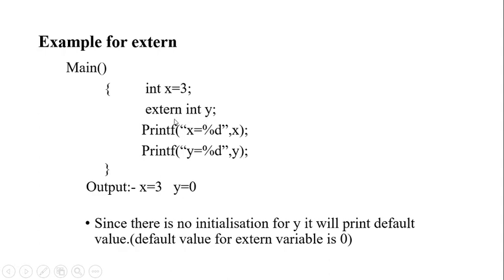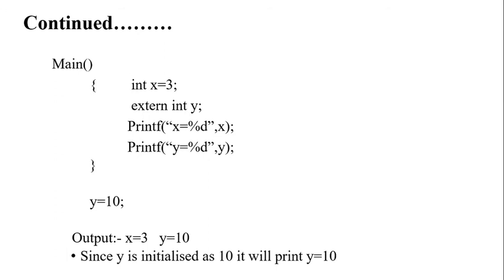Here y is initialized by default. The external variable is initialized as 0. So the answer will be y is equal to 0. Since there is no initialization for y, it will print the default value. The default value for an external variable is 0. So this is an example for an external variable, and now a little change in the previous example.